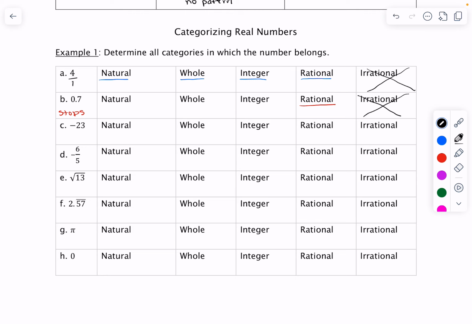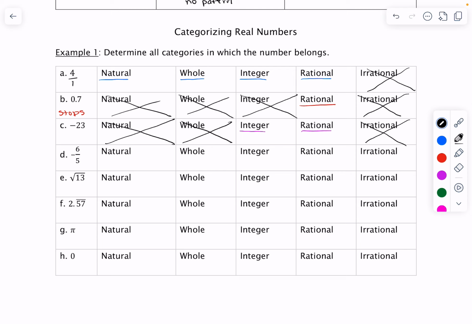How about negative 23? Negative 23 is not natural. We don't count to it. It's not a whole number because it's negative, but 23 is not a decimal, so we can consider it an integer because it doesn't have a decimal in it, and since it's negative, we can call that an integer. Integers are also rational. All integers are considered rational numbers, so it fits into these two categories. It doesn't fit into irrational, it doesn't fit into whole, it doesn't fit into natural. We could also cross these off for this last example as well.